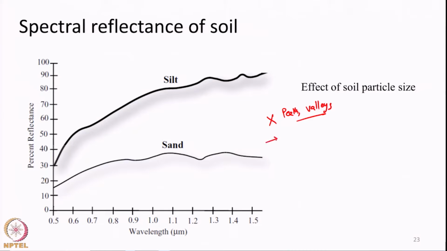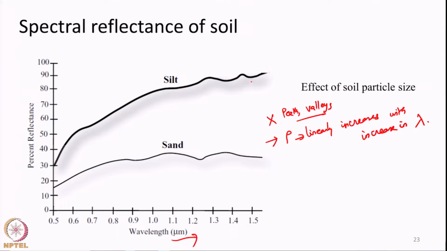Also one more thing we may notice, the reflectance in general linearly increases with increase in wavelength. That is, as the wavelength increases, the reflectance in general increases. There may be some ups and downs, but not as sharp as vegetation, and very high dips may not be there. It is a gradually increasing curve. So, this is how the reflectance curve of soil will look.